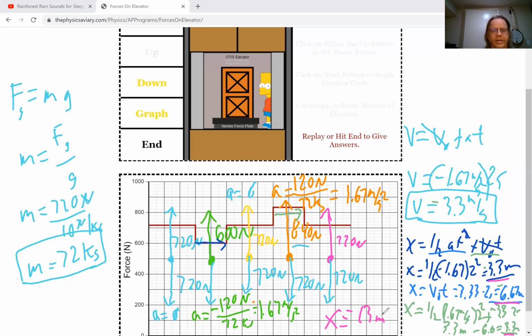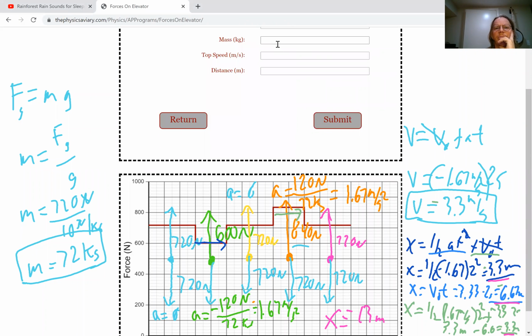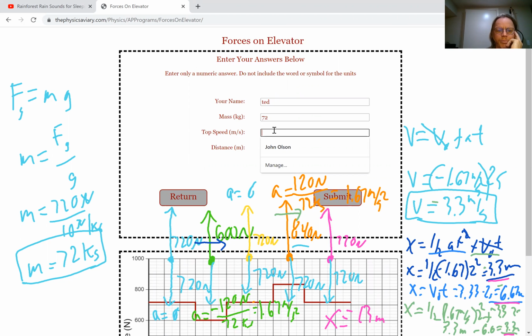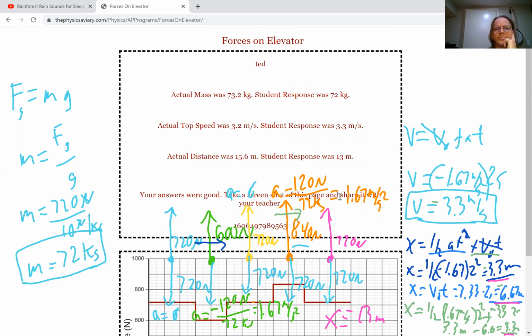But I don't think they're going to want us to put the negative in the answers. We'll find out in a second here when I slide my answers in. So I'm done with that. I am ready to end this sucker. I put my name up here, Ted. My mass is 72 kilograms. My top speed, well, that's a scalar amount. That's 3.3, so I don't have to worry about the negative there. And the distance is also a scalar amount. It's not displacement, it's distance. So I'm just going to put in the 13, see if I can get away with it. That'll be close enough. And submitting.